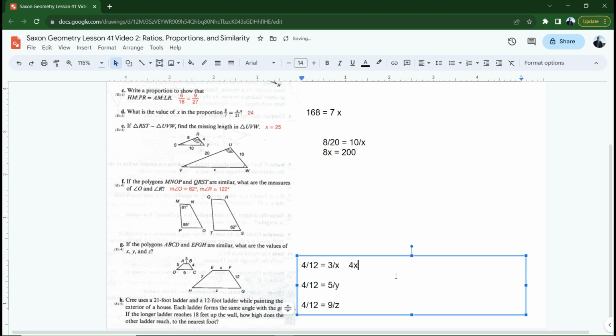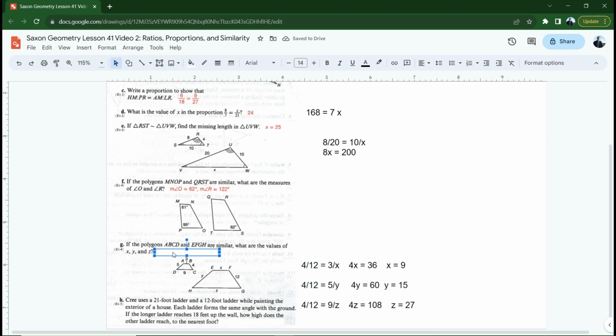It's going to give me 4x equals 36, so x equals 9. Here I have 4y equals 60, so y equals 15. And then lastly, if I cross multiply, 4z equals, and let's see, 12 times 9 is going to be 12 short of 120, so 108. So I know that z has to equal 27. I believe that's 27. Let's see if I'm right here.